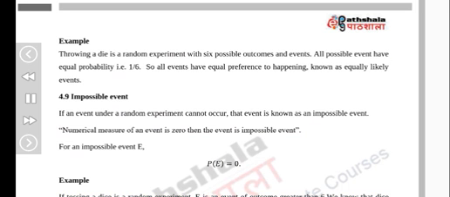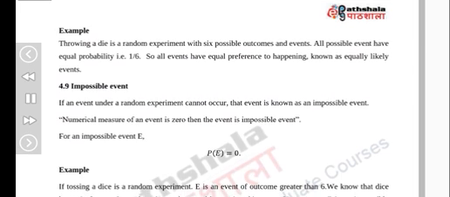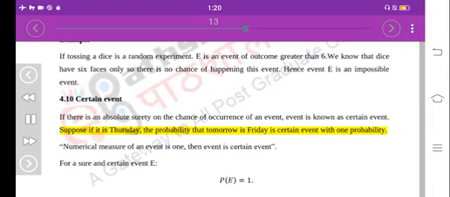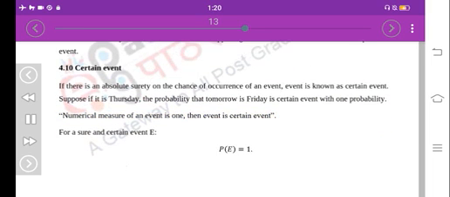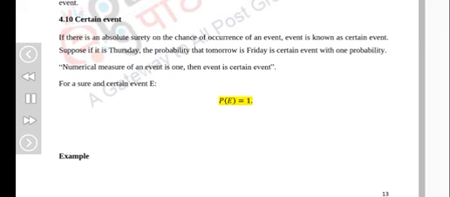Hence event E is an impossible event. 4.10 Certain event. If there is an absolute surety on the chance of occurrence of an event, it is known as a certain event. Suppose it is Thursday, the probability that tomorrow is Friday is a certain event with probability 1. If the numerical measure of an event is 1, then the event is a certain event. For a sure and certain event, P equals 1.